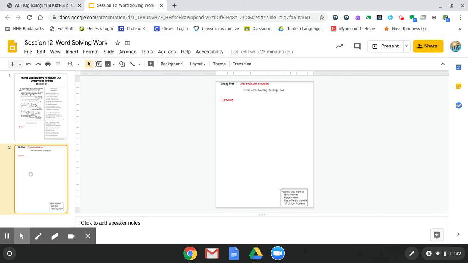And then on slide 2, you're going to do some of this work in your own book club book. So you're going to find a tricky word and you're going to try to figure out what it means. It could be a made up word that's used in just that setting, or it could be just a word that you don't know the meaning of, and you're going to try to figure out that word, okay? And that's going to go on that second slide.